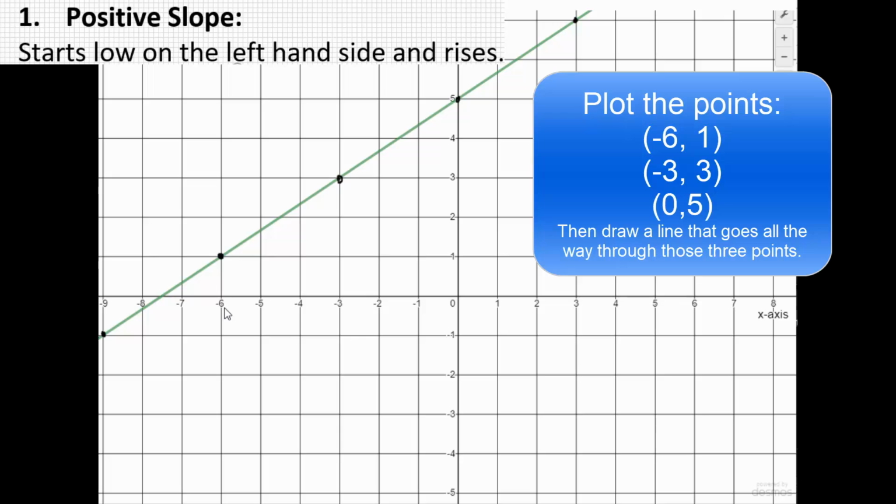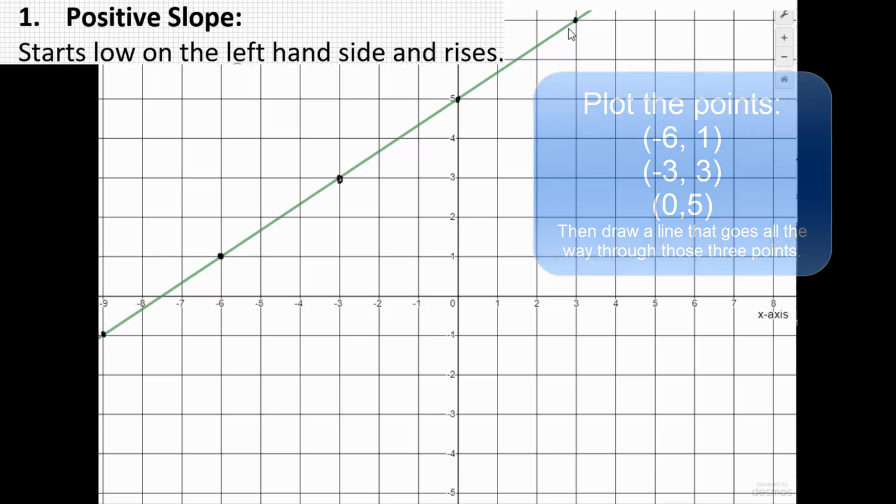So what you're going to want to do though is graph the point -6, 1, -3, 3, 0, 5, and if your graph can fit it, 3, 7, and then you're going to want to use a straight edge and graph your line all the way through that.